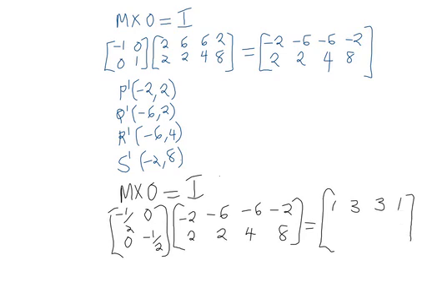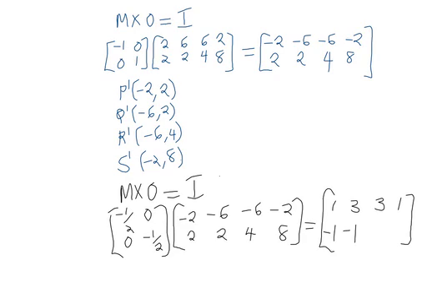To get the y coordinates, we take the second row. So the second row by the first column is 0 multiplied by negative 2, which is 0, plus negative half multiplied by 2, which is negative 1. Second row by the second column, 0 by negative 6 is 0, plus negative half by 2, which is negative 1.